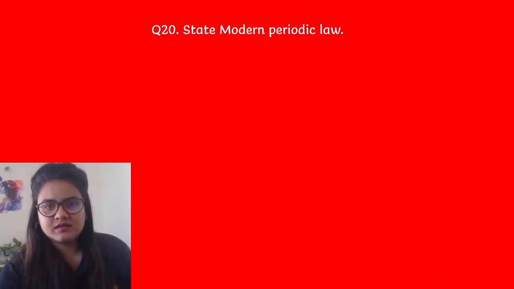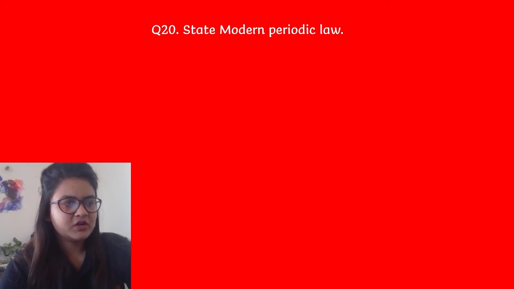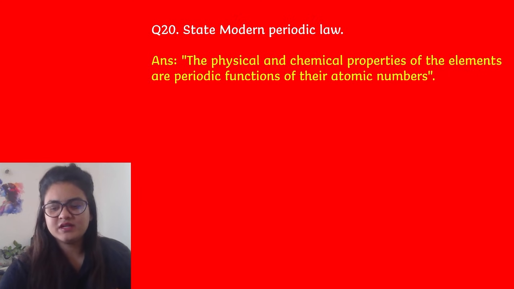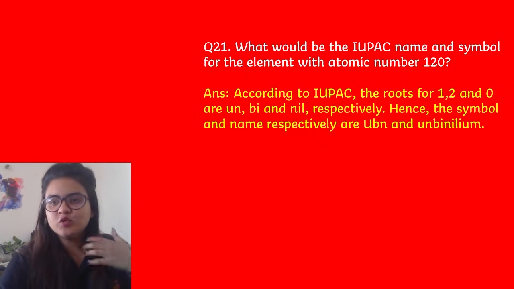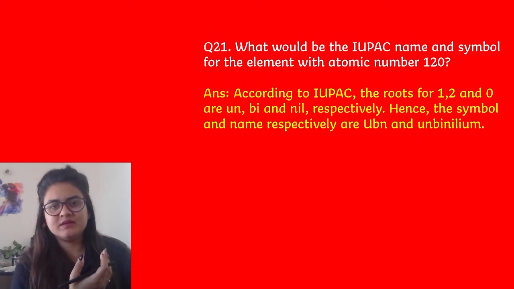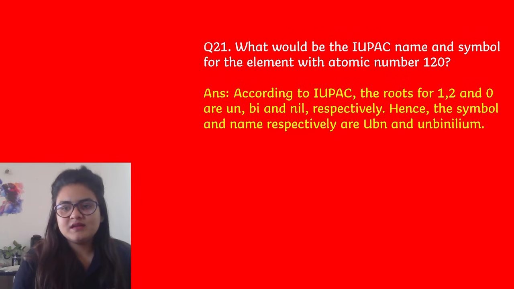Okay, next comes the next chapter, that is the periodic table. Modern periodic law: the physical and chemical properties of the elements are periodic functions of their atomic number. Next, IUPAC. We know there are different names for the elements after 100. With respect to that, 1 represents un, 2 represents bi, 0 represents nil. So un-nil-ium, that's it.